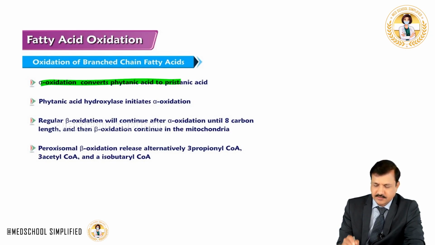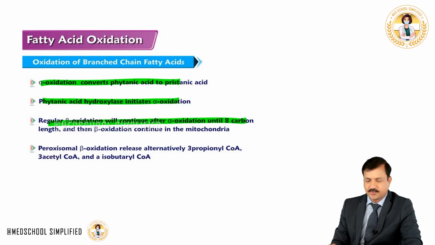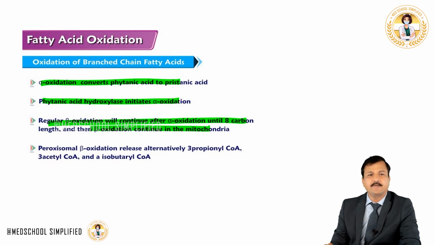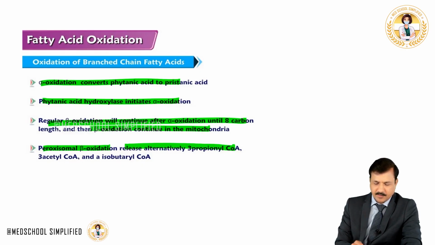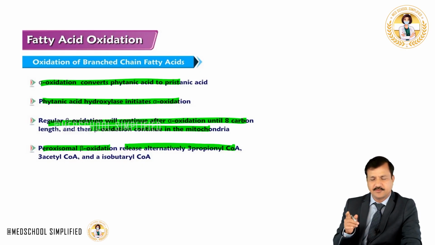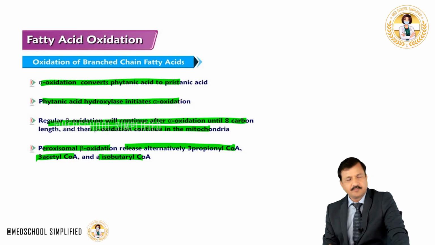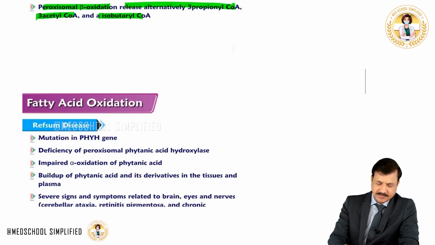So alpha-oxidation converts phytanic acid into pristanic acid. Phytanic acid hydroxylase initiates alpha-oxidation. Regular beta-oxidation will continue after alpha-oxidation until 8 carbon length, and then beta-oxidation will continue in the mitochondria. Both peroxisomal and mitochondrial beta-oxidation will release alternatively 3 propanenyl-CoA, 3 acetyl-CoA, 1 isobutyryl-CoA, and in the beginning there will be release of carbon dioxide. Okay, those are the products of phytanic acid oxidation.